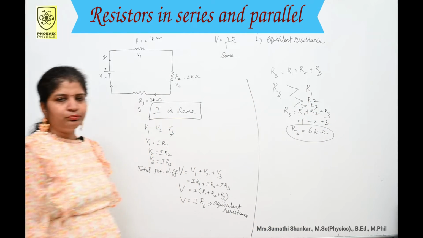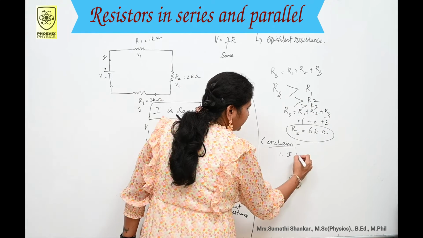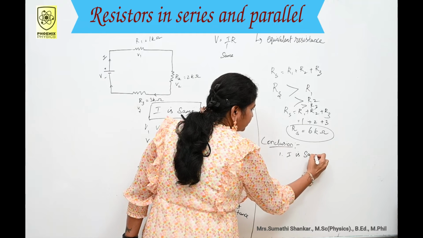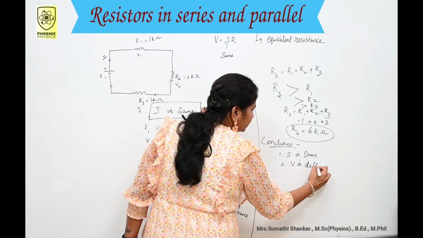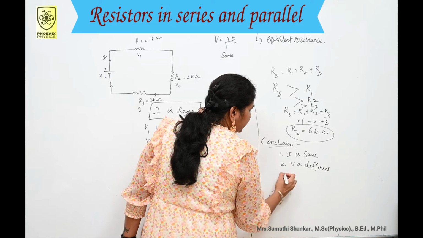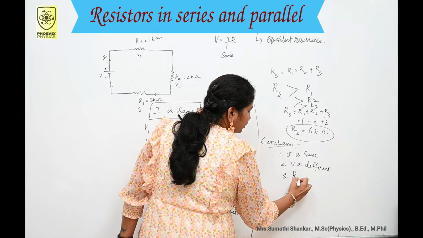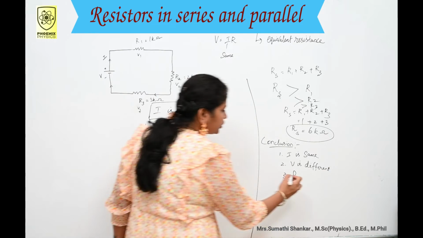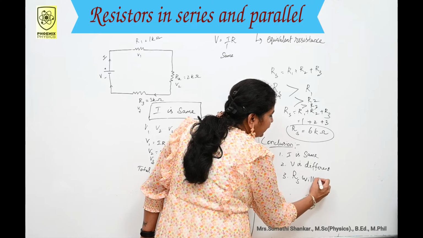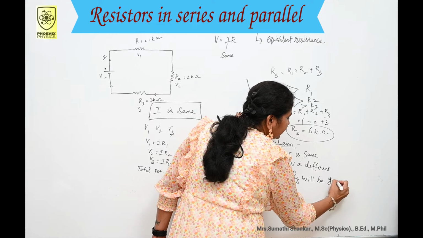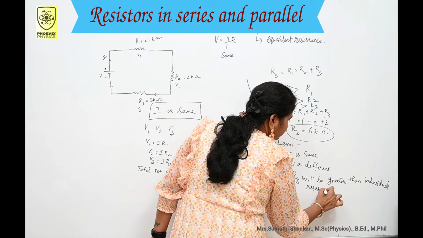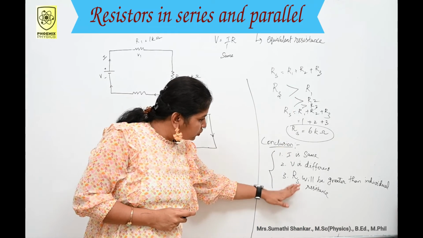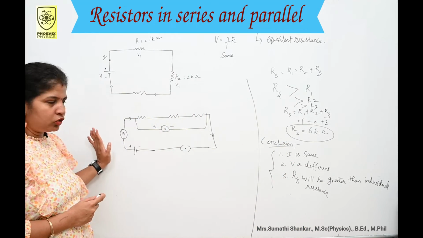This is the meaning. What is your conclusion? I is same, V is different. Then third point, the value of equivalent resistance will be greater than individual resistance. You can verify these 3 points with this experiment also.